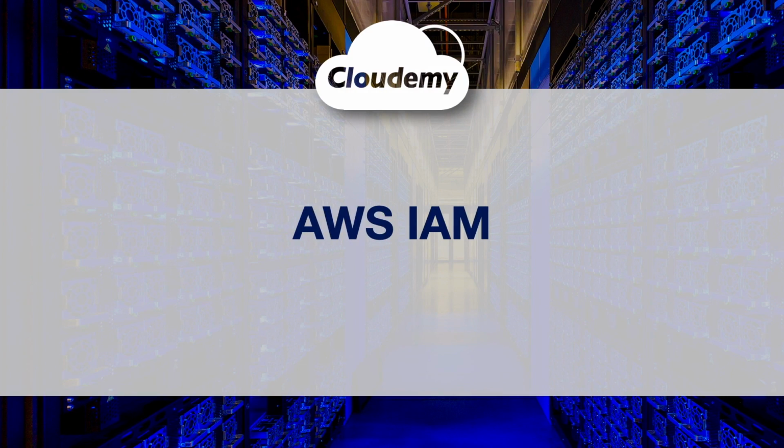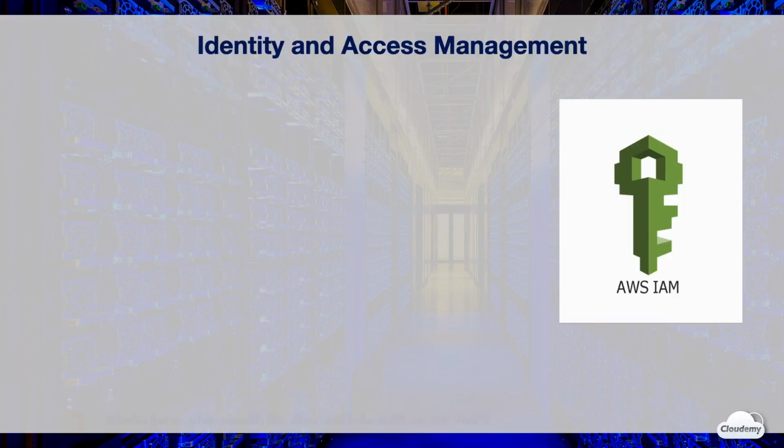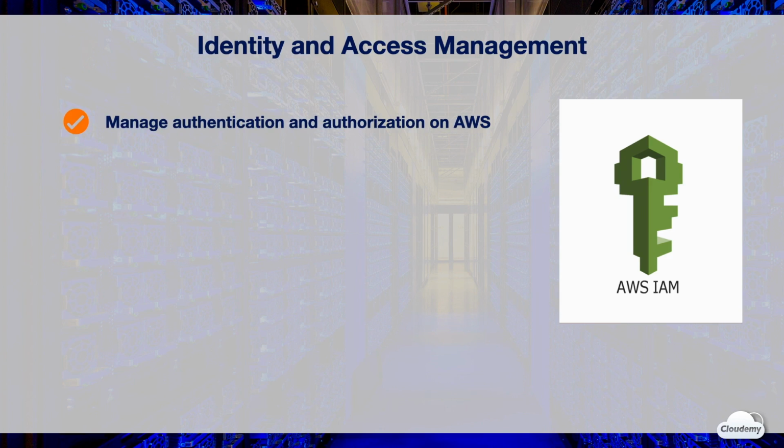In this episode, we're going to look at the Identity and Access Management Service, AWS IAM. AWS Identity and Access Management, or IAM, allows you to control who can access which AWS services and resources securely. Who can access the resources is authentication. Which resources they can access is authorization. IAM allows you to manage authentication and authorization on AWS.